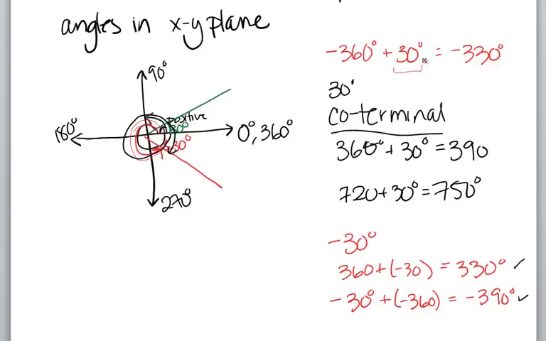Okay, so be able to find both positive and negative coterminal angles in the xy plane. In the next video, I'm going to show you what happens when we put our triangles into the xy coordinate plane and we start talking about supplements.